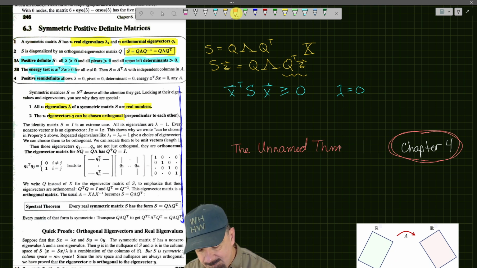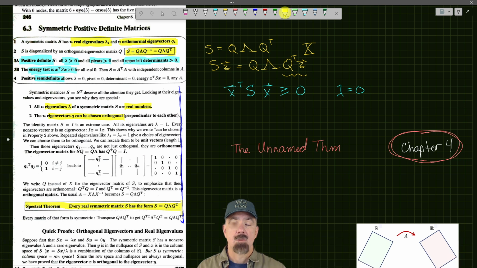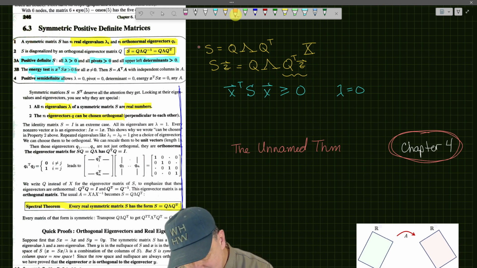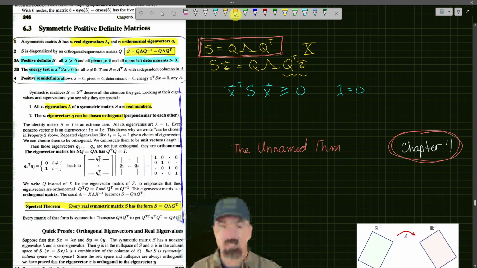And what he ends up with here finally is what he calls the spectral theorem. The spectral theorem: every symmetric matrix is something that we can diagonalize. It's something that we can always write in this form up here. We can always write a symmetric matrix in this way.